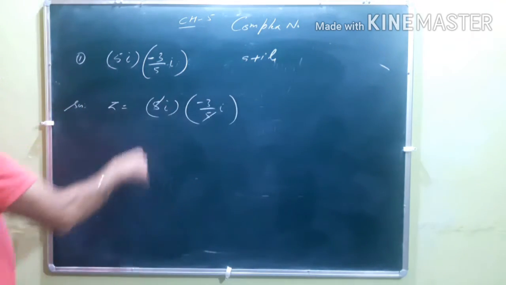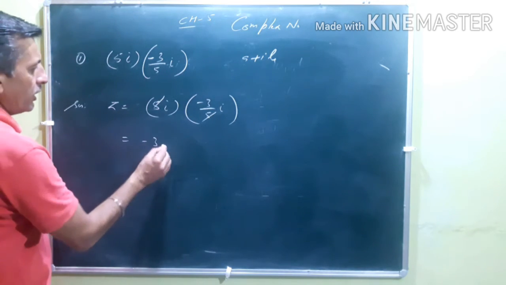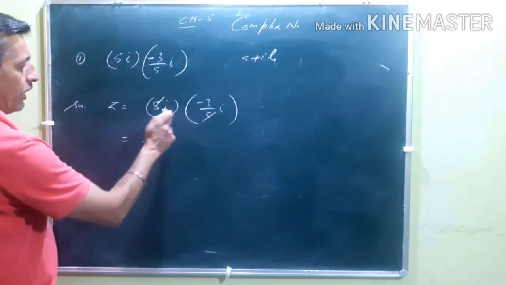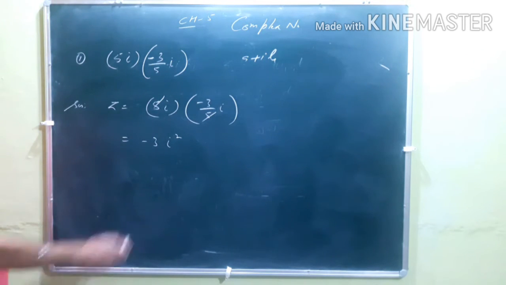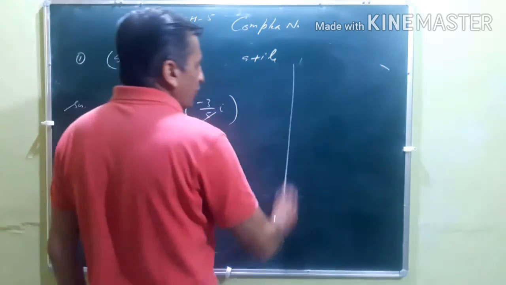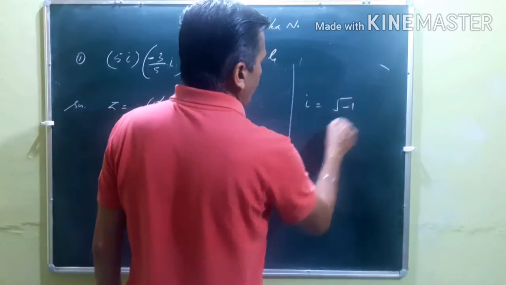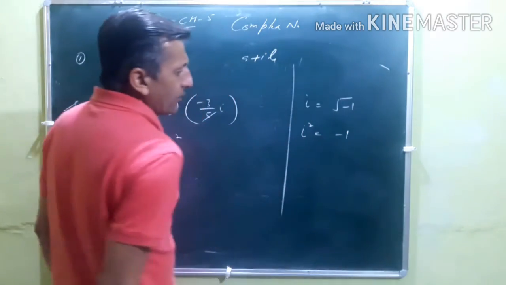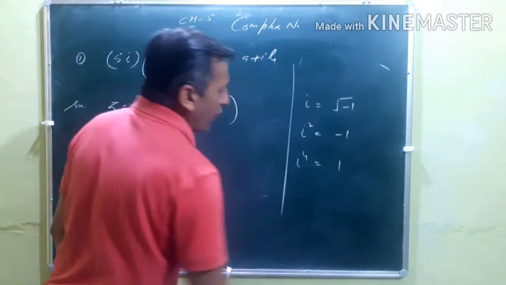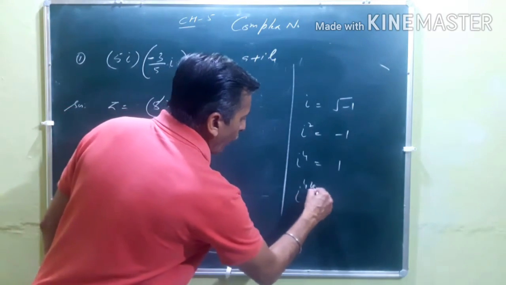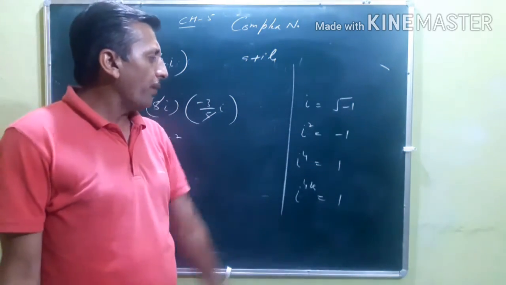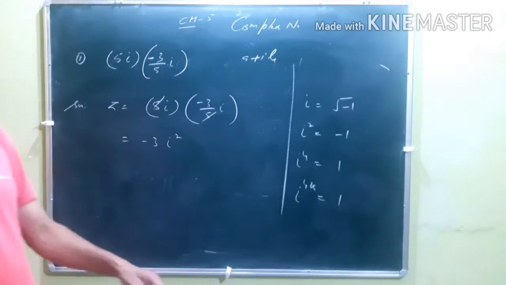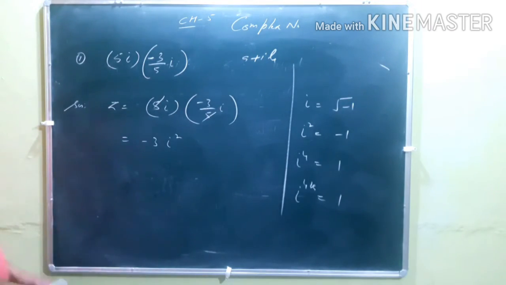Same calculation: 5 and 5 are gone. The rest is minus 3 as it is, and iota into iota gives iota square. Same base, so you can add the powers. What is iota? Iota is equal to under root minus 1, so iota square is naturally minus 1. Iota to the power 4 is equal to 1, and similarly any multiple of 4 is also 1. Generally we use iota square equal to minus 1, and sometimes iota to the power 4 equal to 1, which makes the calculation easy. These concepts are very important.